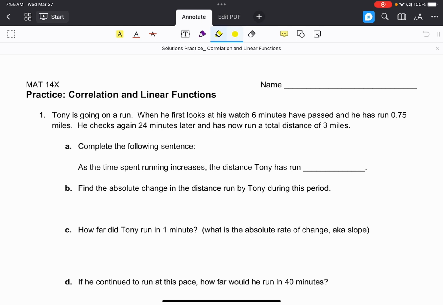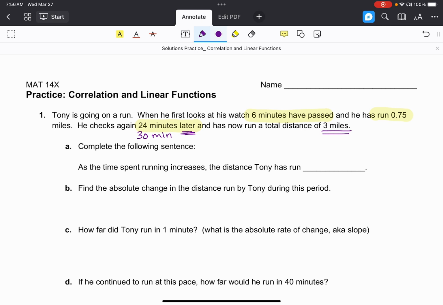When he first looks at his watch, 6 minutes have passed and he's run 3/4 of a mile. And then he checks his watch 24 minutes later. So that word later is implying 24 minutes have passed between the first 6 minutes and this. So the reality is he's actually 30 minutes into his run, just thinking about that in my head. And he's run a total of 3 miles.